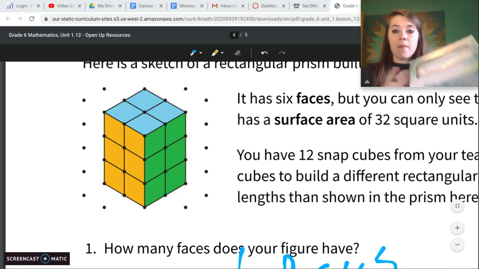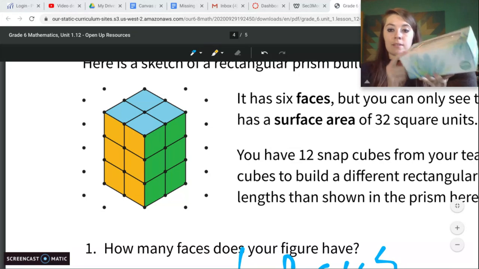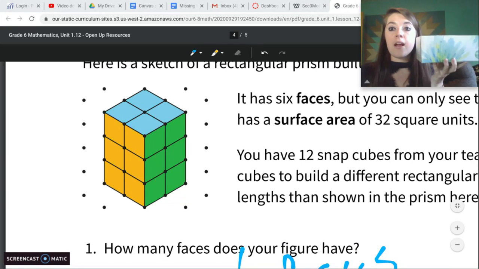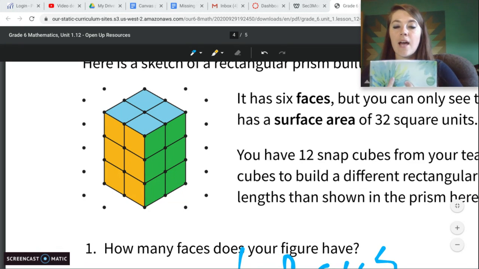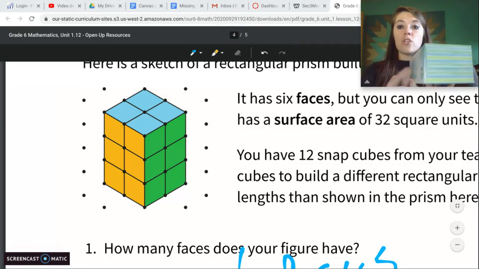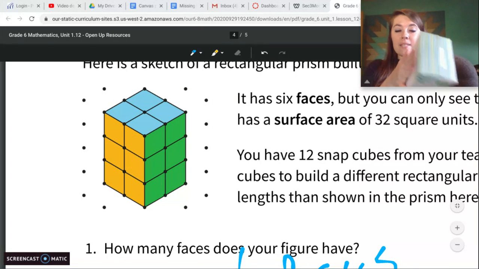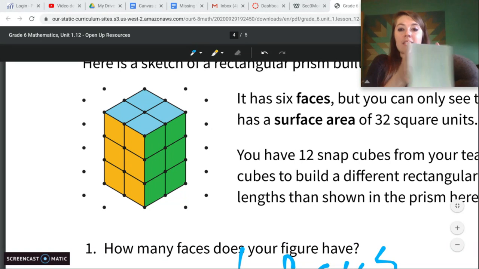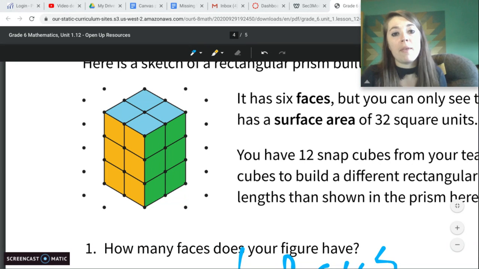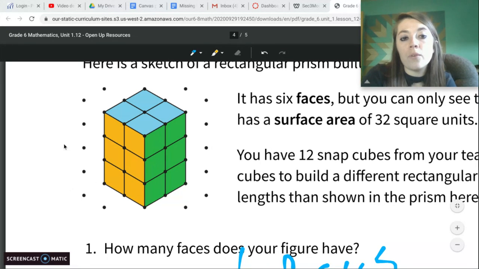The top up here and the bottom down here, they're also the same size. And then this side and this side are also the same. So the sides that are opposite each other, so notice my hands are on opposite sides, are always going to be the same. That's the key thing with a rectangle. So we can only see 3 of the sides, but we know the 3 sides we can't see are going to be the same as what we have.